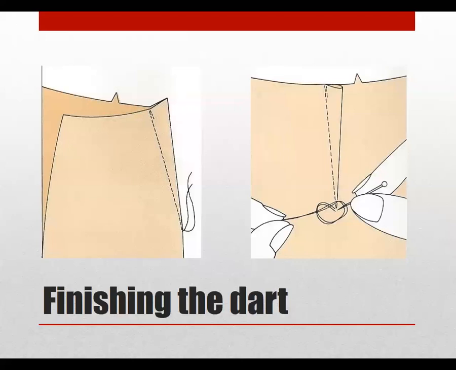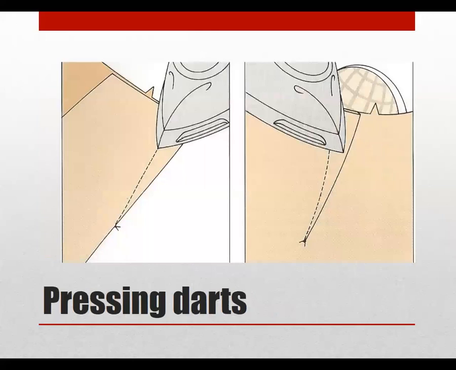Notice this one, you can see there's a slight curve to the dart. What you want to do is you want to take your threads and you want to hand tie a knot in them. Some people will thread them into a needle and sew a knot like you do with hand sewing. Some people will just take the 2 pieces of thread and tie a knot together in them. Either way, that's good. And then, of course, the last thing we do is we need to press our dart.